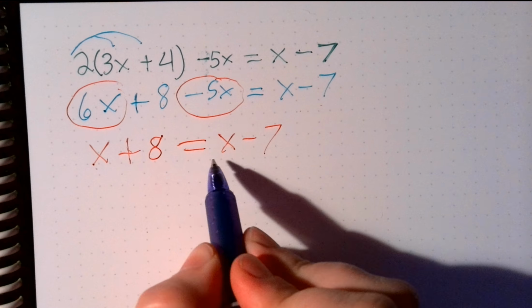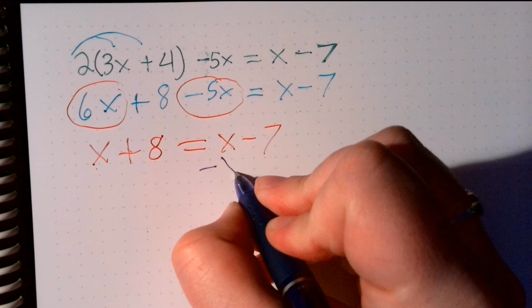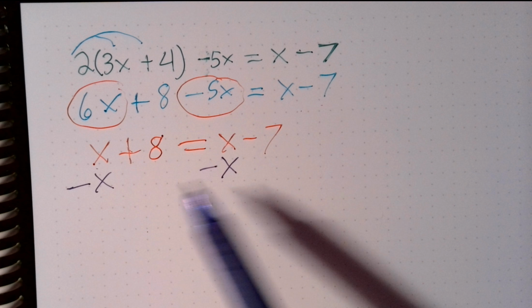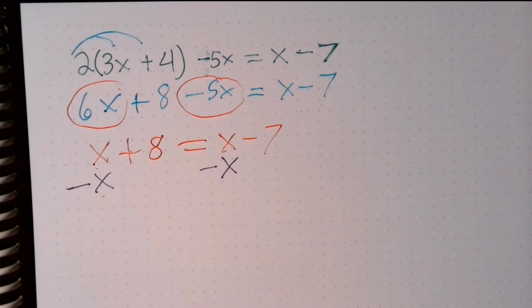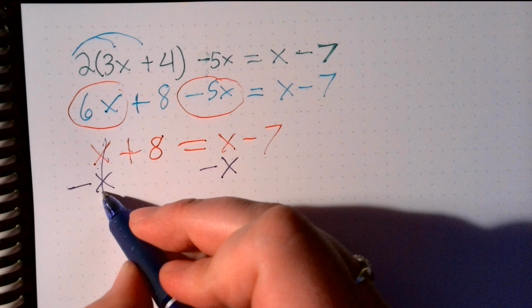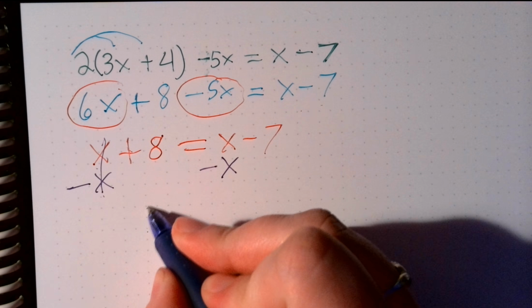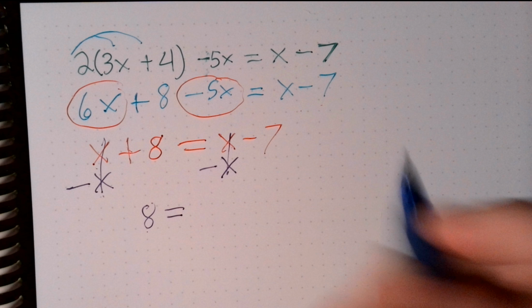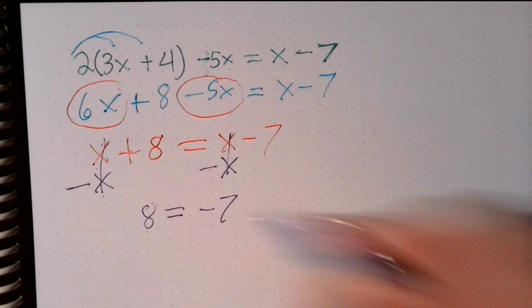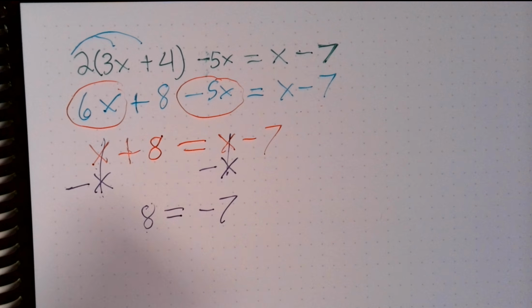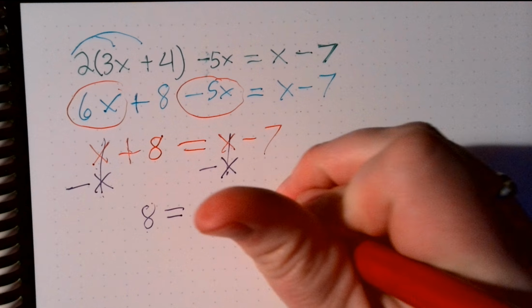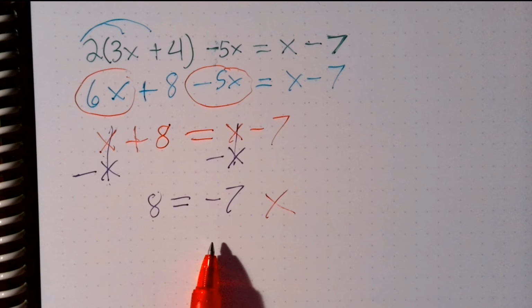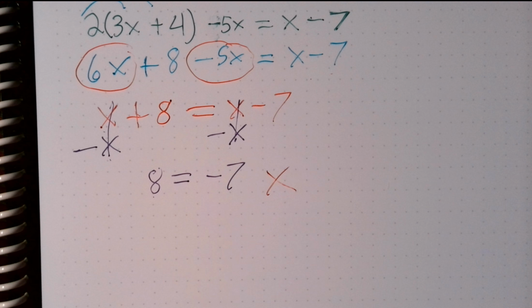So I have variables on both sides. I'm going to subtract the x from both sides. x minus x, 0. So they cancel each other out. I'm left with 8 equal to, again, x minus x, 0, negative 7. Is this a true statement? It's not true. 8 does not equal a negative 7. So this is what we call no solution.